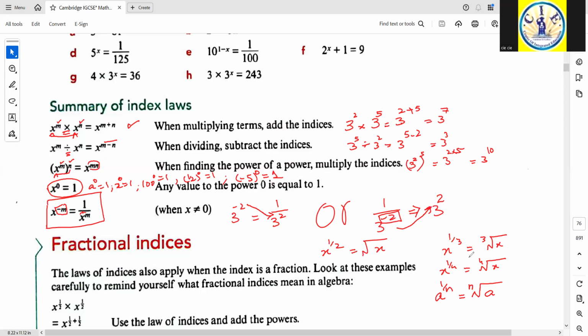So with these rules, let's start some of the questions from this topic, laws of indices.